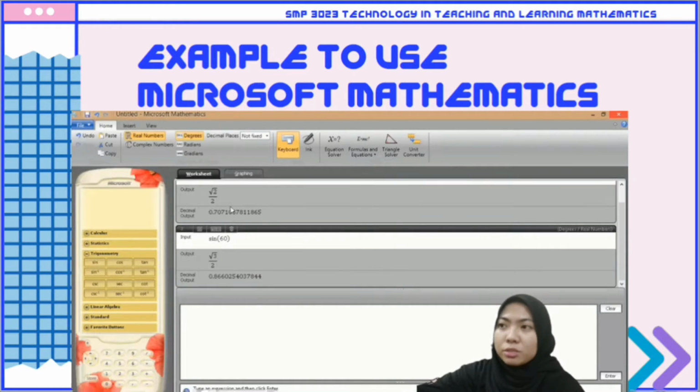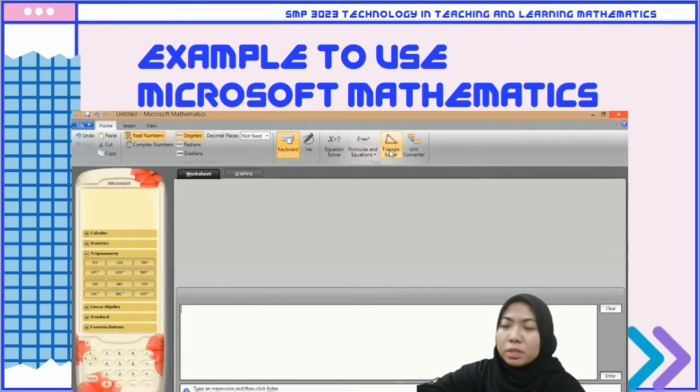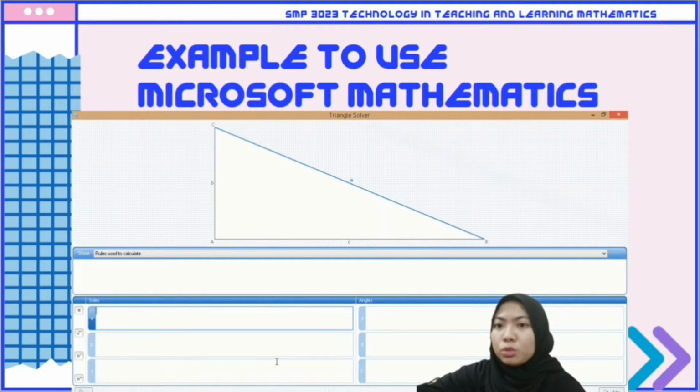And then let's try the triangle solver. This is related to the Pythagoras theorem. Okay, first we need to fill in the question given. Fill in the sides of the triangle. For the hypotenuse A, side A equals 39. And for the side B equals 15. And then the angle for A is 90 degrees.